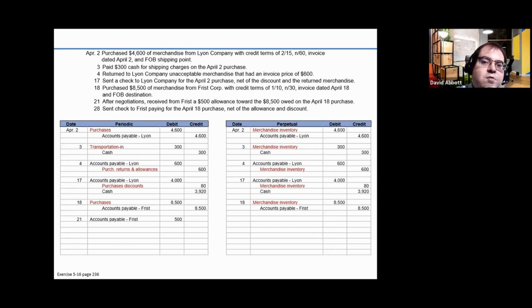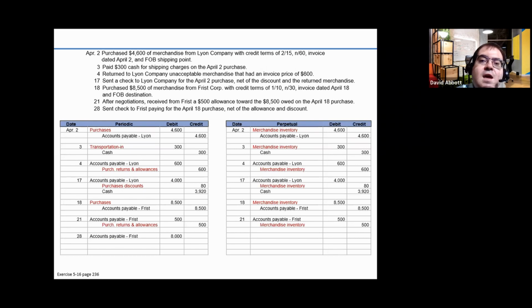And then on the 21st, after negotiation, you received from Frist a $500 allowance towards the $8,500 that was due on April 18th. So in order to reduce the amount that's due to Frist, because they've given you a $500 allowance, you're going to debit the accounts payable Frist by $500, and then you'll credit the purchase returns and allowances for $500. Now, on a perpetual system, you would do the same thing: debit the accounts payable $500, and then credit the merchandise inventory.